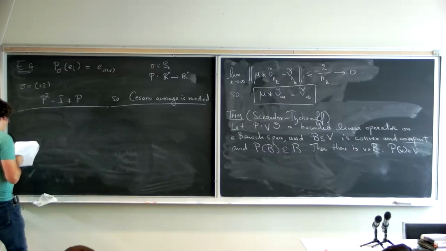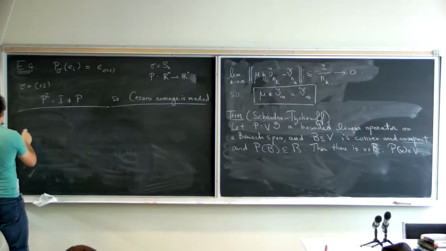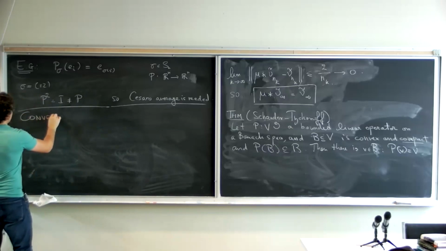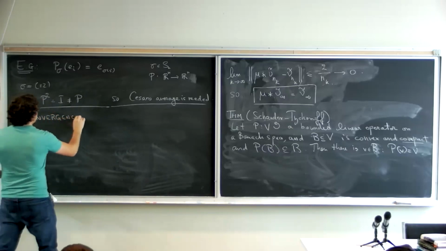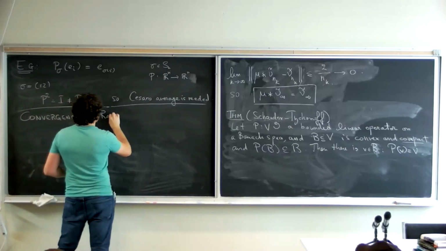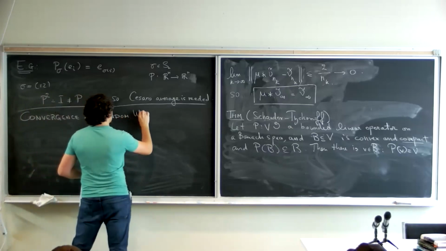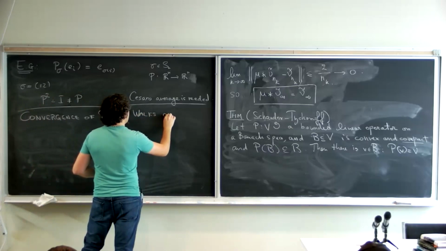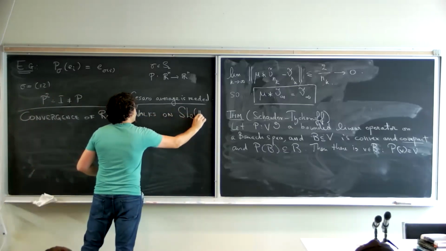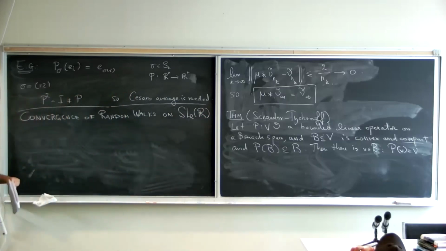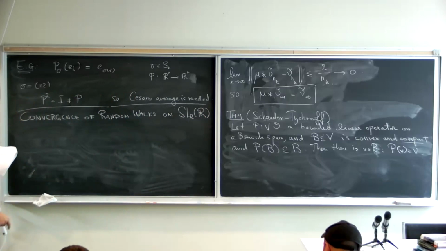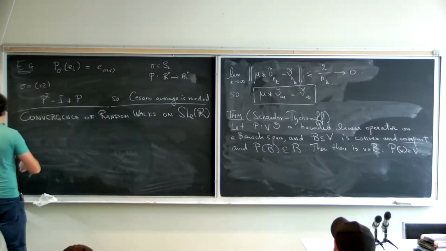let's finally describe the first theorem for convergence of random walks on SL2R. So this is somehow the first big theorem, in a way. It is due in this generality to Furstenberg. And so first of all, we need some definitions.